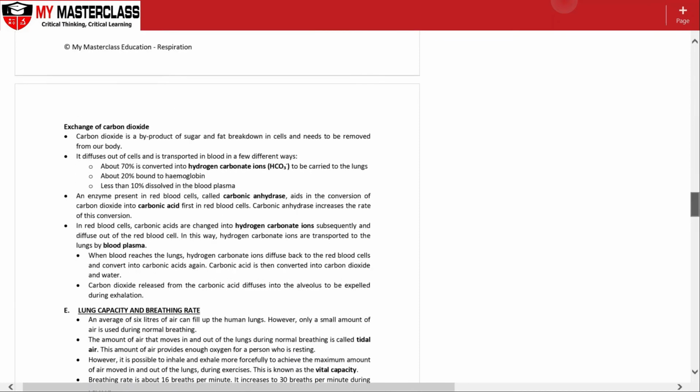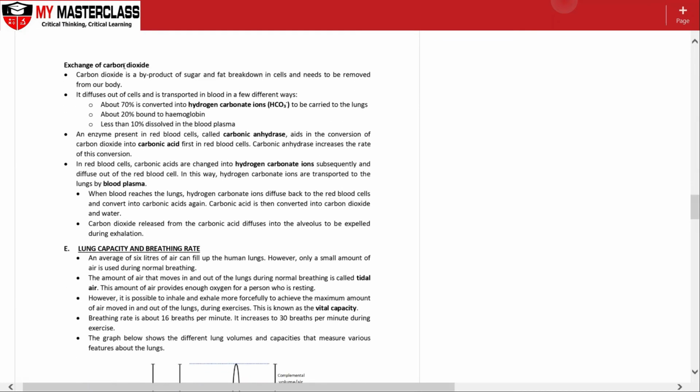Now the exchange of carbon dioxide. Unlike oxygen, which is carried on red blood cells, carbon dioxide is converted into the ionic form. The moment you have respiration taking place and carbon dioxide is produced, it will be converted into hydrogen carbonate ions. This conversion is able to happen because you have enzymes taking place, and this particular enzyme is in the red blood cells.